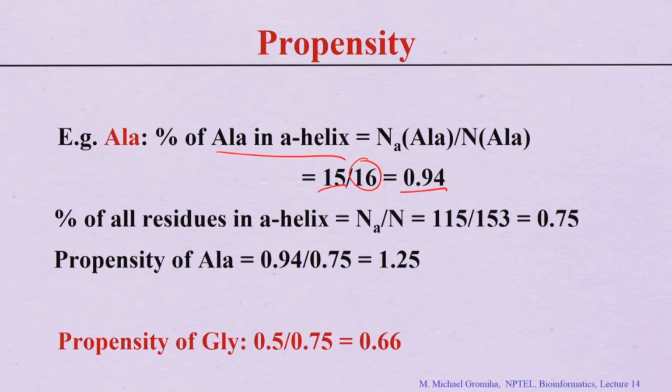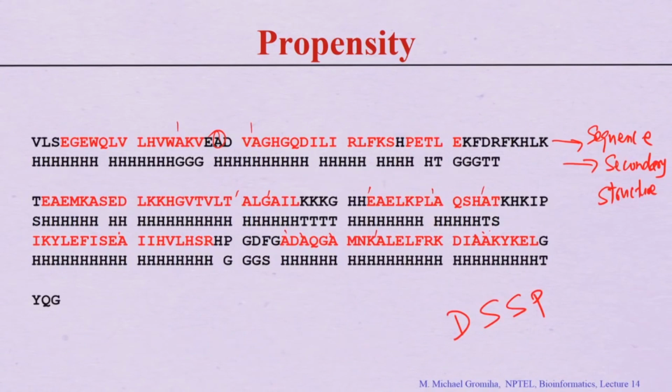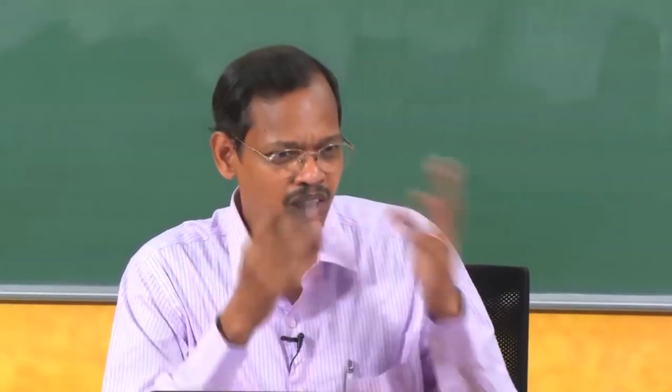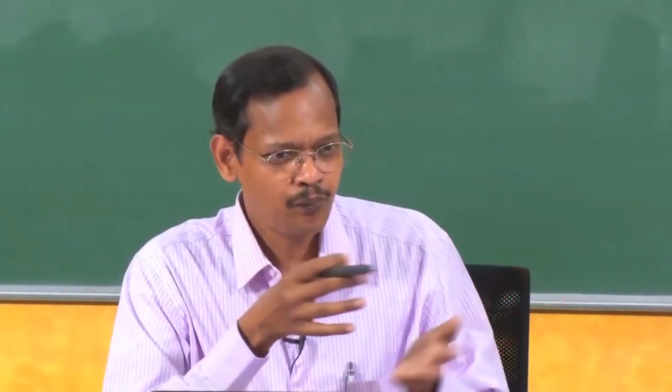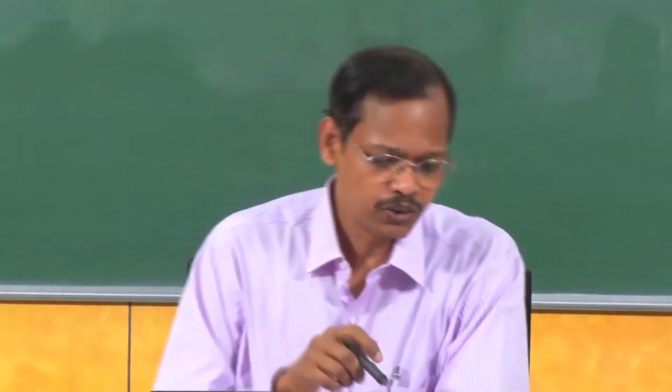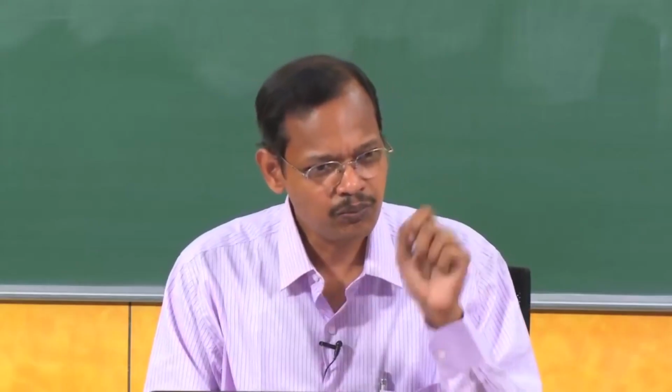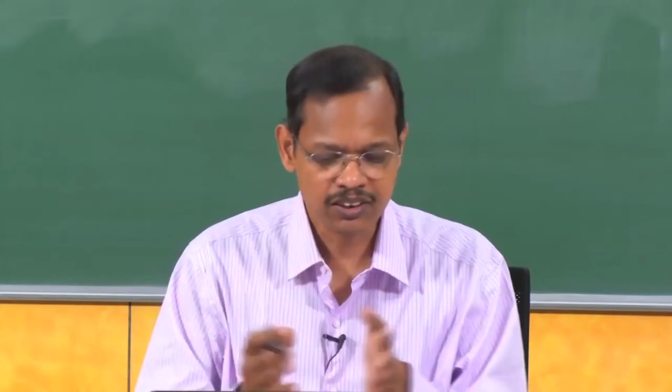Then take all the residues in alpha helix. In this case, you can see 153 residues, counting 50, 100, 150, 153. Out of 153, 115 are in alpha helix, so there is 0.75, 75% of the residues in alpha helix. Now, for any residue to be preferred in alpha helix, the value should be more than 1, that is, more than 75%, because the whole protein is 75% alpha helix. So the propensity of alanine is 0.94 divided by 0.75, which equals 1.25. If the value is more than 1, then this residue prefers to be in that particular secondary structure, in this case alpha helix.